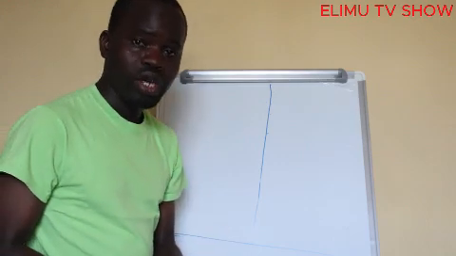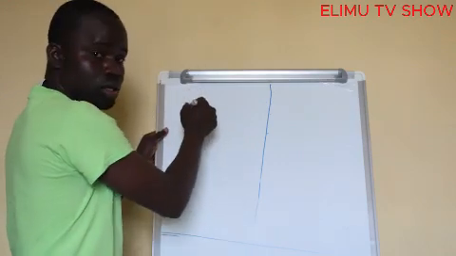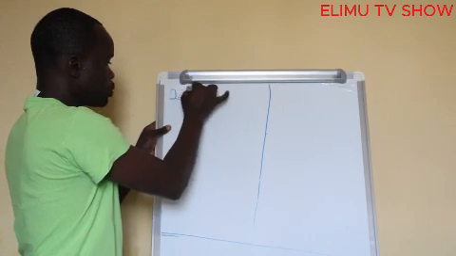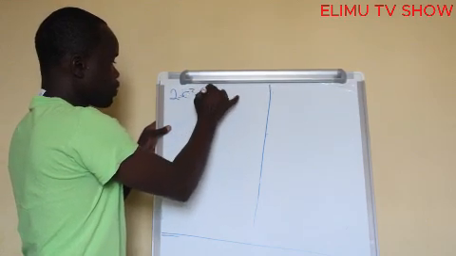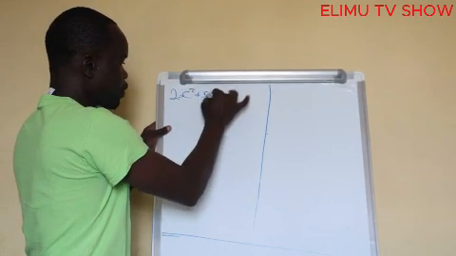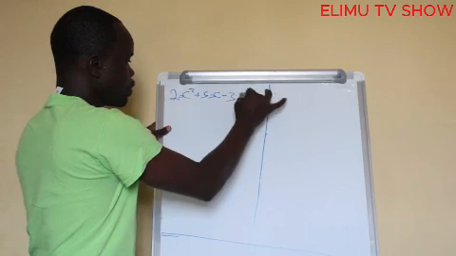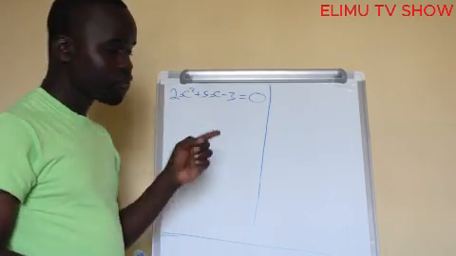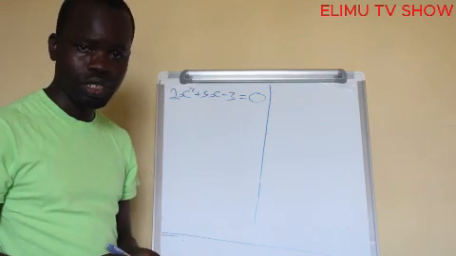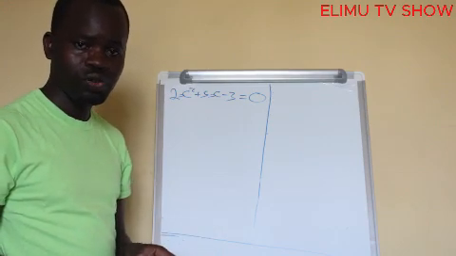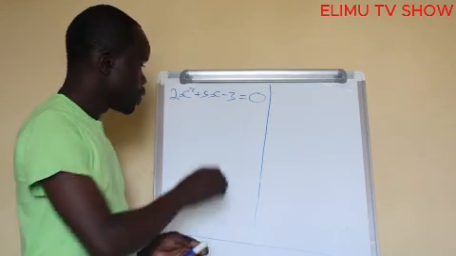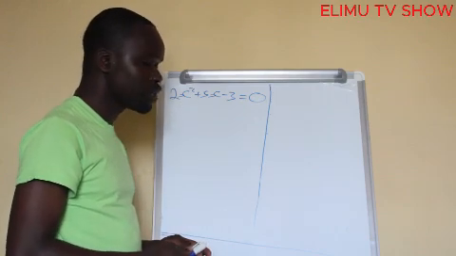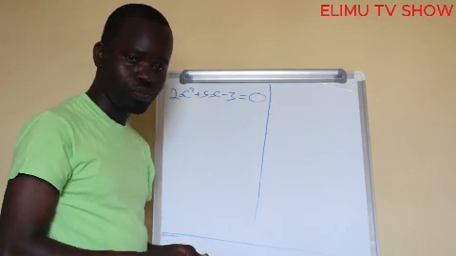Our question today is: we have 2x squared plus 5x minus 3 is equal to 0. This is the question that we want to solve today using the completing the square method. So we have 2x squared plus 5x minus 3 is equal to 0.